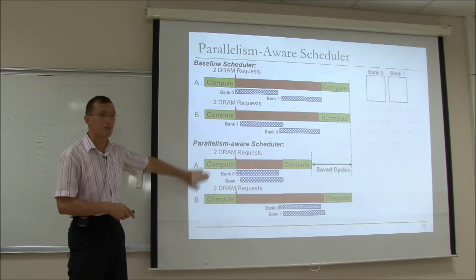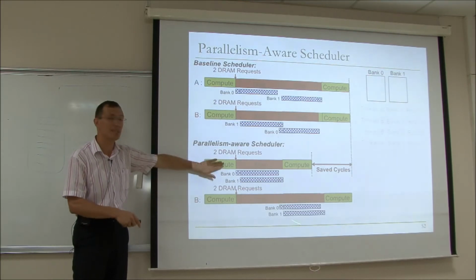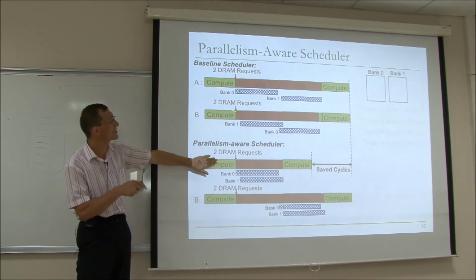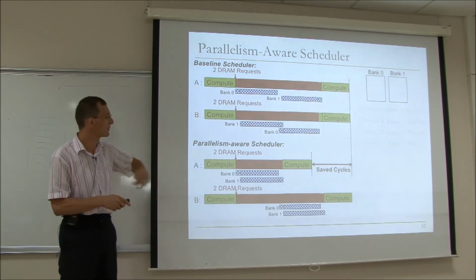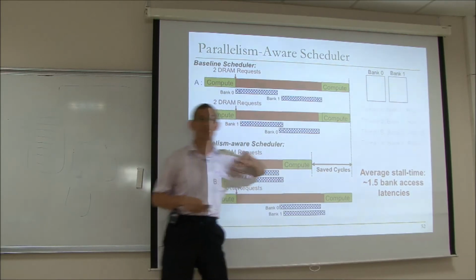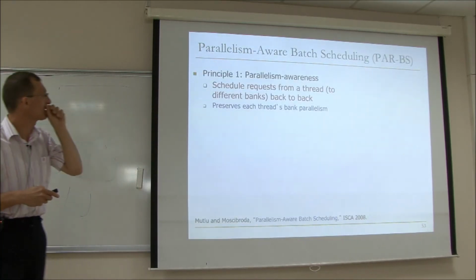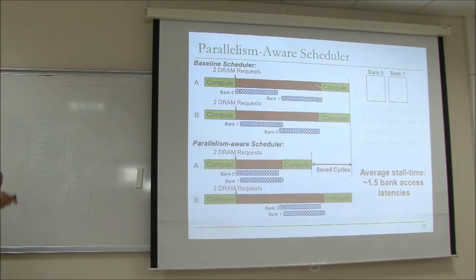What we've done is, by servicing the requests of thread A in parallel and then thread B in parallel, instead of serializing each thread's requests, we've saved a lot of cycles on thread A. And the average stall time is approximately 1.5 bank access latencies in this case. So I've shown you these two principles. Basically, I've actually given you the first principle: how do you preserve parallelism?